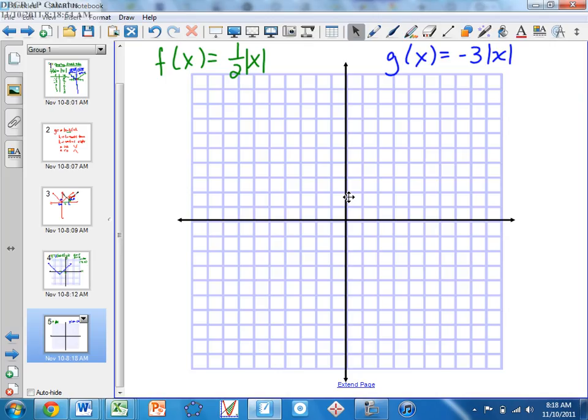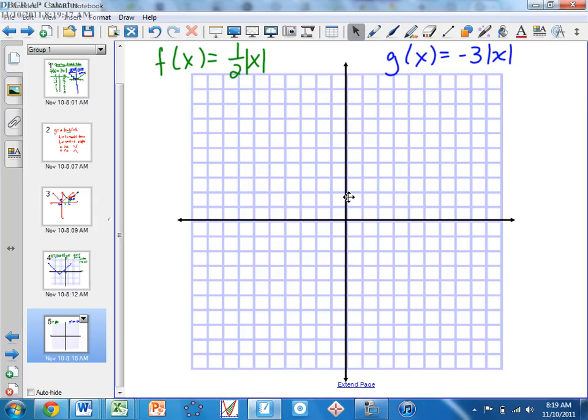So, looking at f of x, what do I see here? Is there any translation at all? Is there an h and a k for f of x? No. Is there an h and k for g of x? No. So that means that the vertex will still be on the origin. It will not move. There will be no horizontal or vertical translations.